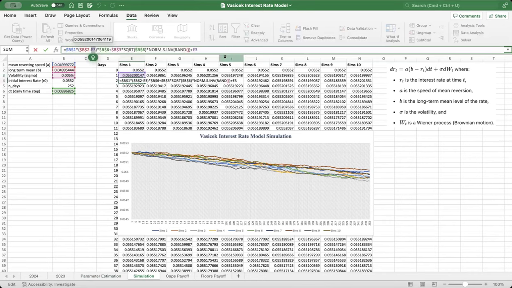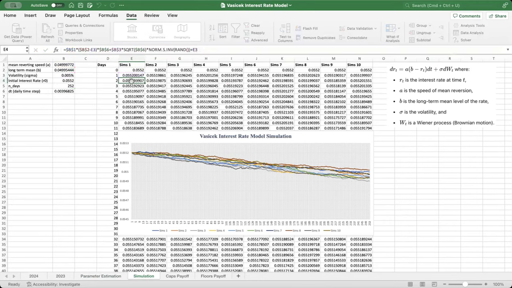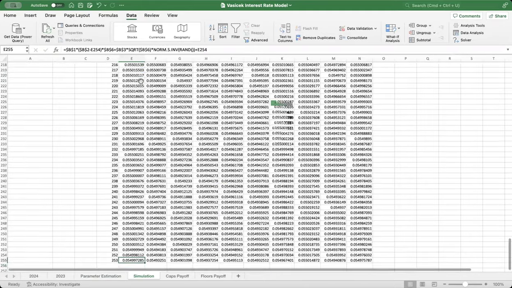the dW_t term, which is nothing but this term, dt will remain constant. This is a random value which ensures randomness in the process, and r_t is nothing but our previous interest rate. So this is how we'll simulate the interest rate on day 2.